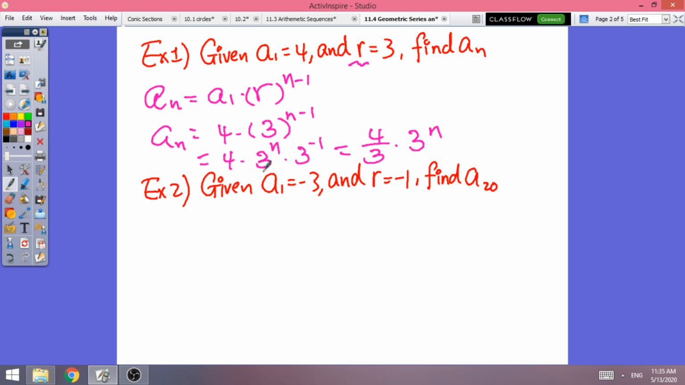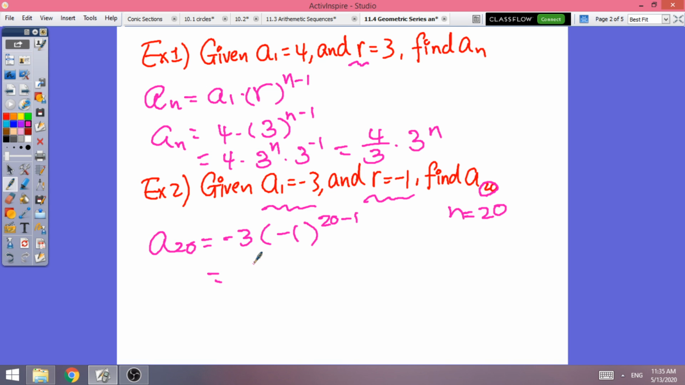And now let's try another one. The next one, a sub 1 is negative 3, the common ratio is negative 1, and we want to find a sub 20. So this time, n is given implicitly. It's 20. Using the formula with a sub 1 and the common ratio, we need to find the 20th term of the geometric sequence. So negative 3 times the common ratio, negative 1, to the power of 20 minus 1.